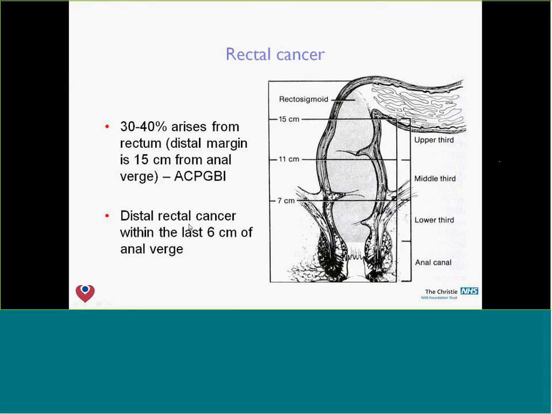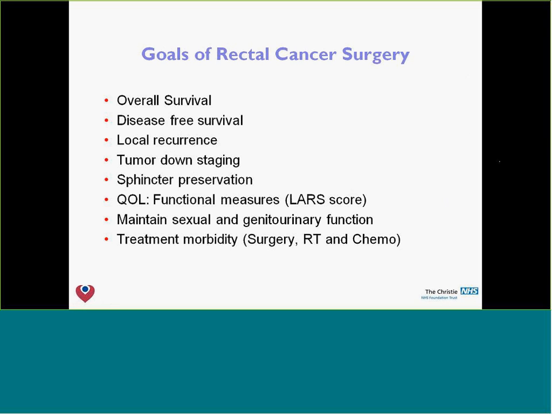And distal rectal cancer, which is what we are focusing on, is within the last 6 centimeters of the anal verge. So from the anal verge, you put a scope down, a sigmoidoscopy usually, and if it's within 6 centimeters, it's called low rectal cancer or distal rectal cancer.